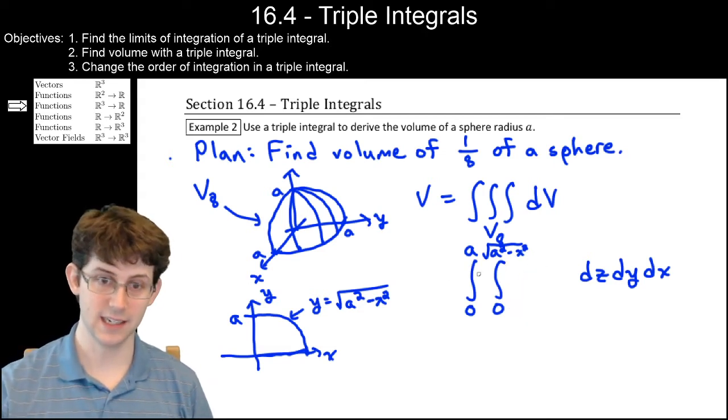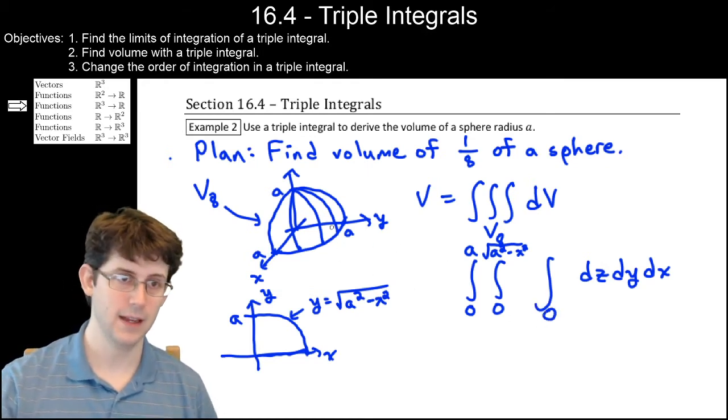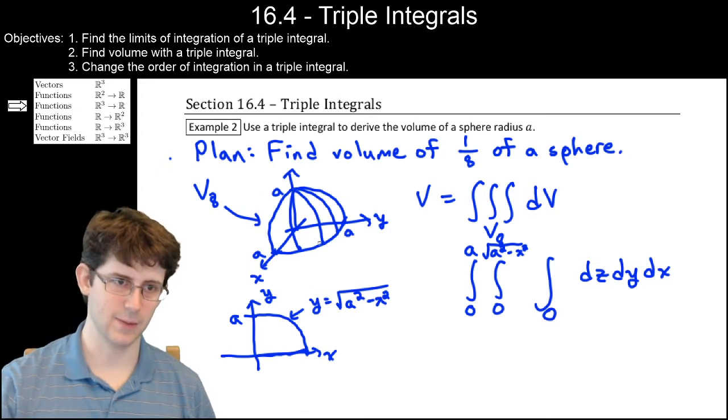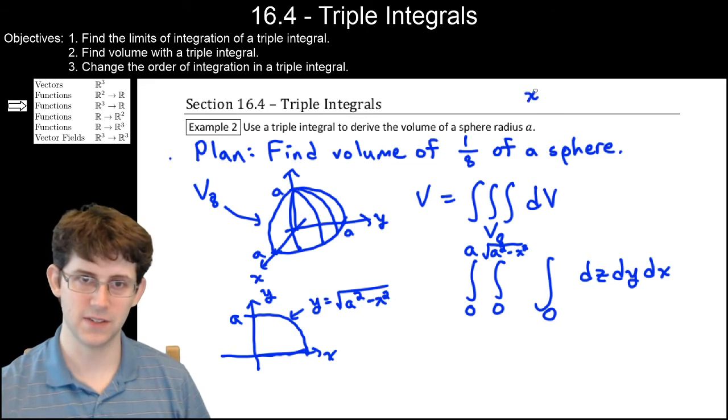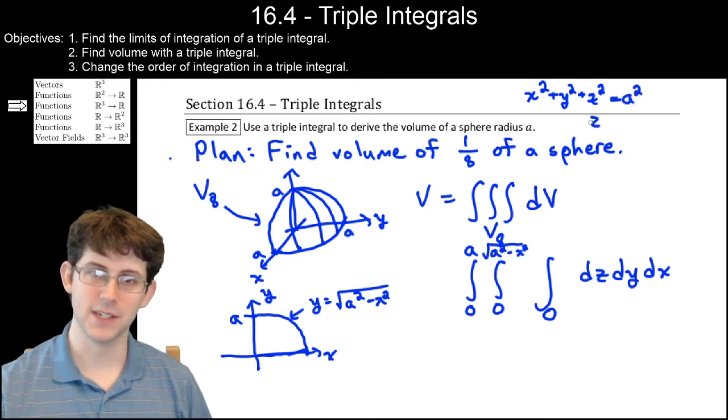Finally, we need the z bounds. The lowest z is z equals 0 at the base here on the xy plane. And the highest z is, oh my gosh, well, whatever the equation of a sphere is. And the equation of a sphere is x squared plus y squared plus z squared equals a squared. So if I solve that for z, that'll be the top of the sphere.